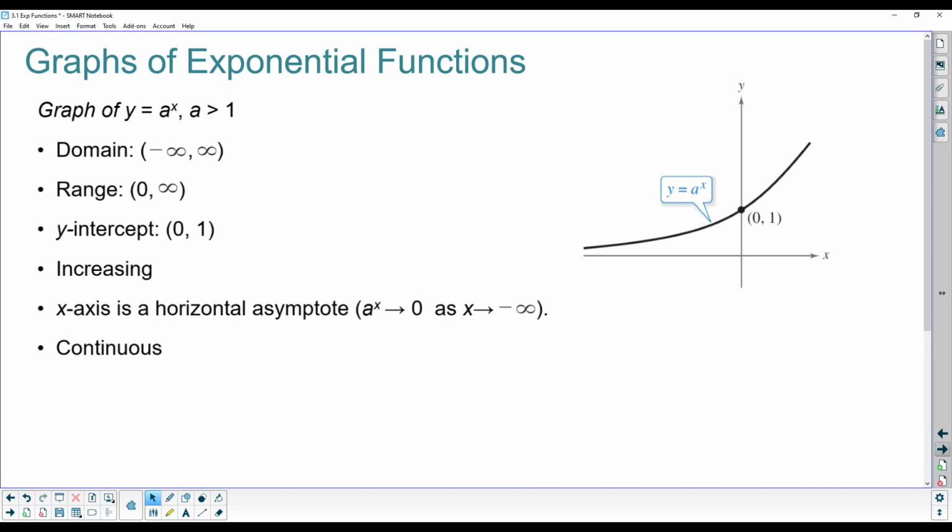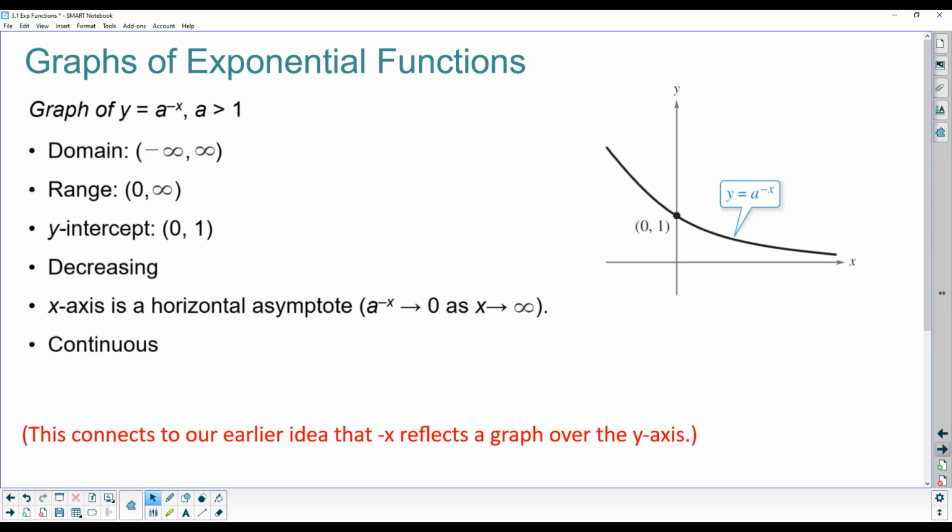The x-axis is a horizontal asymptote. We kind of talked about that. It has an asymptote at 0. And it is continuous. It doesn't have any breaks. You might see a fraction base and know that it's decaying, or you might see a greater than 1 number with a negative power that's also decaying. Another way to think about this negative power is that 3 to the power x would look like this. That negative power, you can think of it as a horizontal reflection, like it reflects it in the x direction around the y-axis.